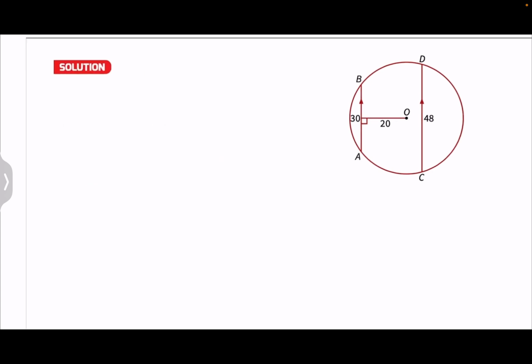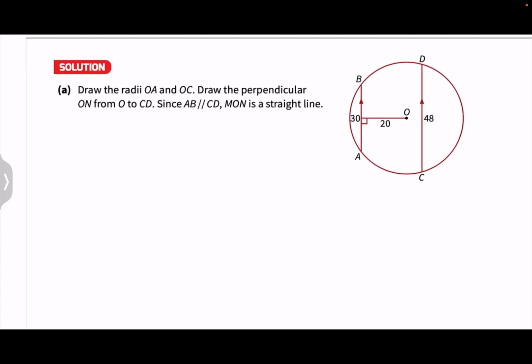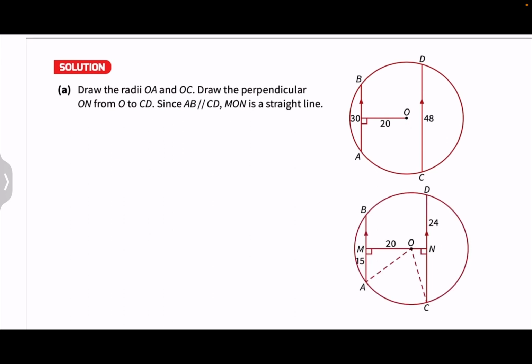Now what we'll do first is to draw the radii OA and OC, which will look like this. Since O is the center of the circle and A and C are points on the circumference, these two dotted lines here, OA and OC, will be the radii of the circle.